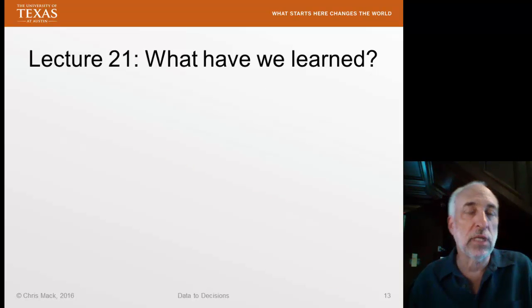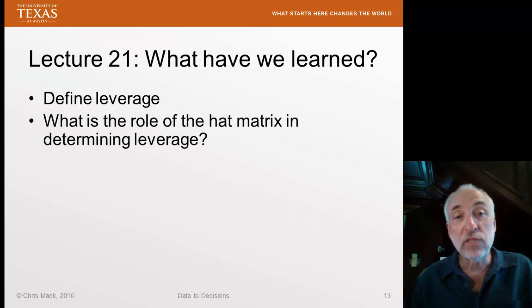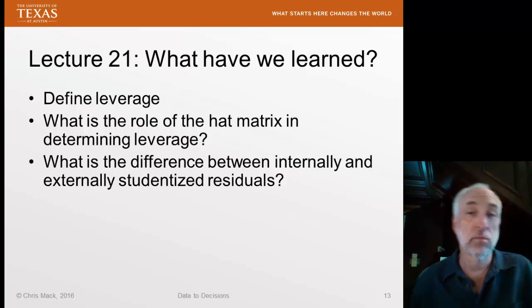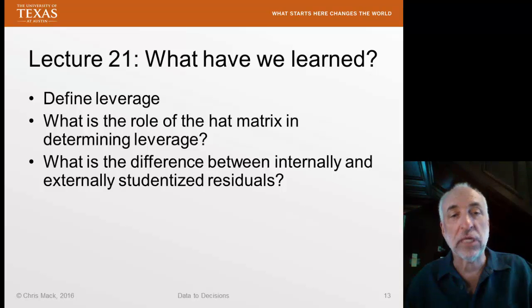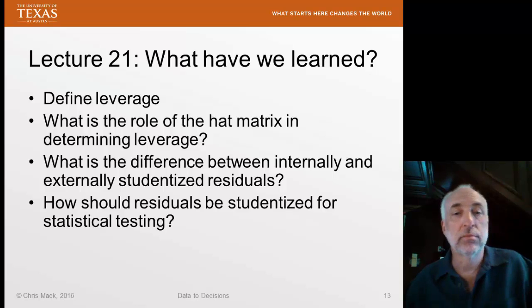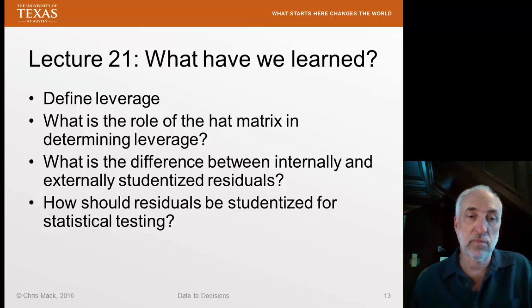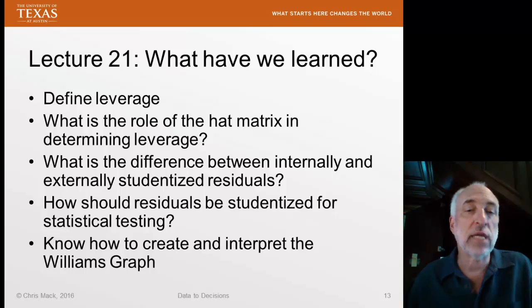In the meantime, what have we learned? In Lecture 21, you should be able to quickly and easily answer each of these questions. If not, please go back and review the material. Define leverage. What is the role of the hat matrix in determining leverage? What is the difference between internally and externally studentized residuals? How should residuals be studentized for statistical testing? And finally, know how to create and interpret the Williams graph.